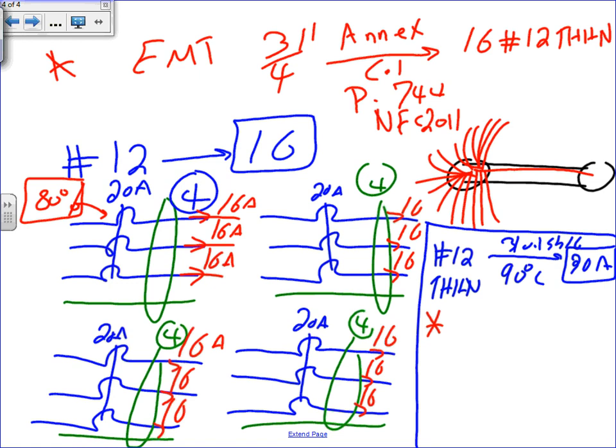Thank you, 16. Could we have 12? Yes. What's the worst scenario? All these circuits that you're looking at are lighting circuits feeding ballast fixtures like these, which is typically what we do. Then they're going to be heavy in harmonics. If they are heavy in harmonics, what are you going to do with the neutral? Count it as a carrying conductor. So, because of this, I have 16 carrying conductors.